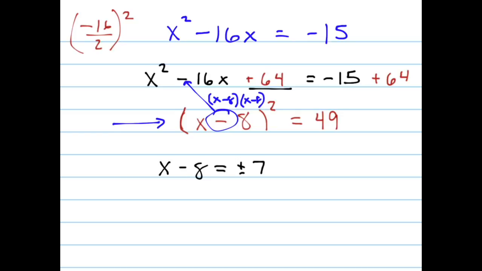Then what do we do? You would do 8 plus 7, and then that would be 15, and then you would do 8 minus 7, that would be 1. Right, because we're adding 8 to both sides. So we've got 8 plus 7 and 8 minus 7. So we have 2 answers.